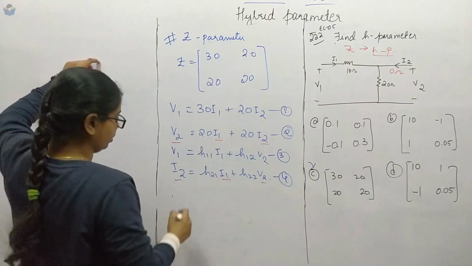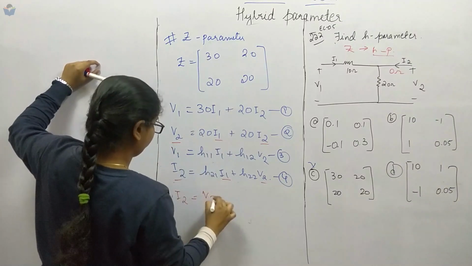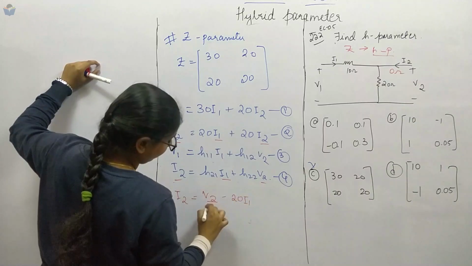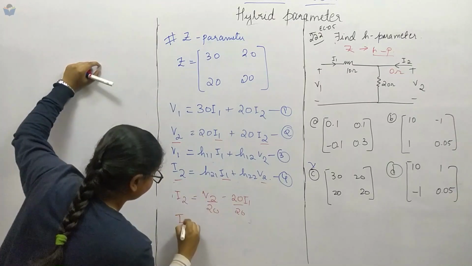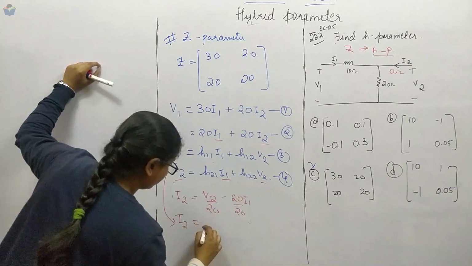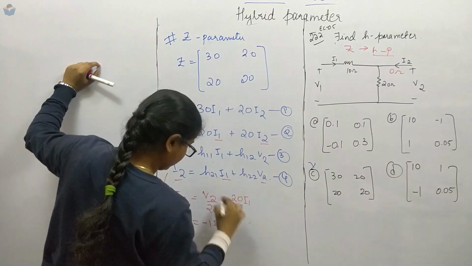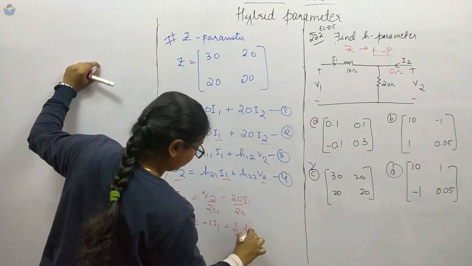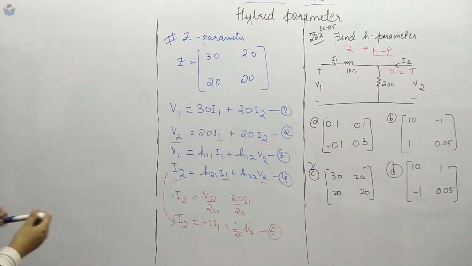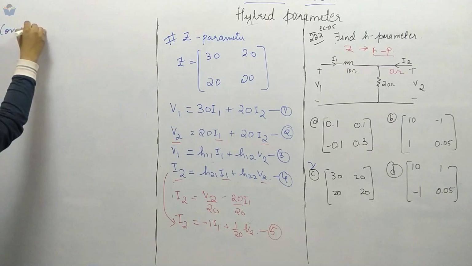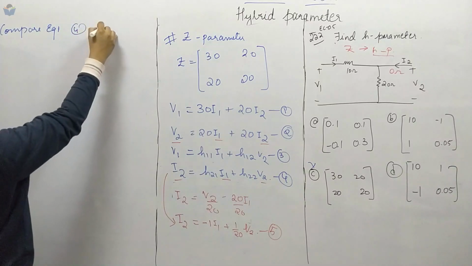So we can rearrange equation 2 and compare it with equation number 4. When I rearrange this, I want it in terms of I2. So I2 is nothing but V2 minus 20I1 upon 20, right? Arranging this accordingly, I2 is equal to minus 1 times I1 plus 1 by 20 times V2. So this is equation number 5. Now I will compare equation 4 with 5.